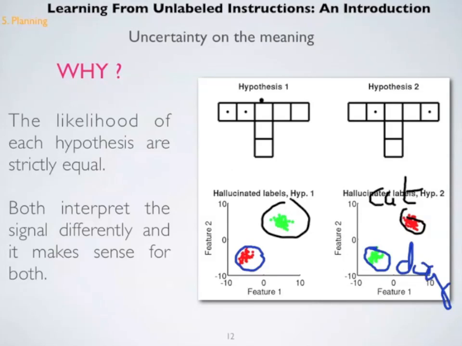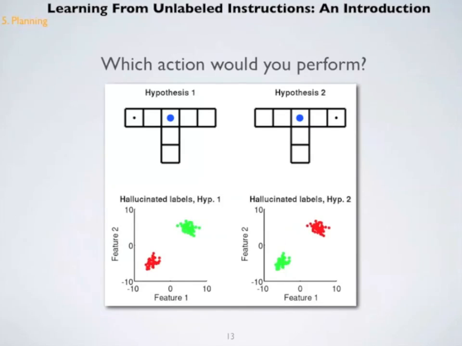And so for hypothesis 1, the robot believes that the word dog means wrong, means that the action it did was incorrect, and that cat means good. And in hypothesis 2, it just believes that dog means good and cat means wrong. And both make a lot of sense. So what would you do to disambiguate the hypotheses if you are in these situations?